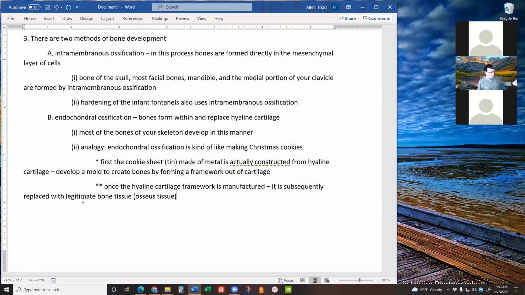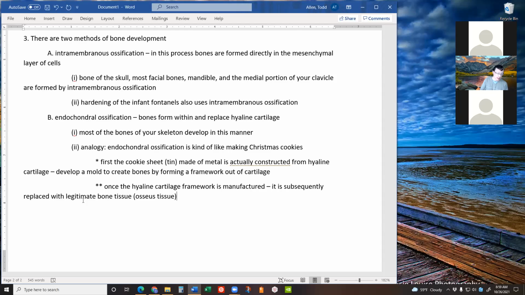Number 2, growth of the cartilage model. Growth occurs by cell division of the chondrocyte. So we start with a little tiny cookie sheet, and we build it and make it larger, continuing with the development of the cartilage. Number 3, development of the primary ossification center. In this region of the diaphysis, which you remember from last class, bone tissue has replaced most of the cartilage. So it's in that diaphysis region that you start replacing the cartilage with actual osseous tissue.